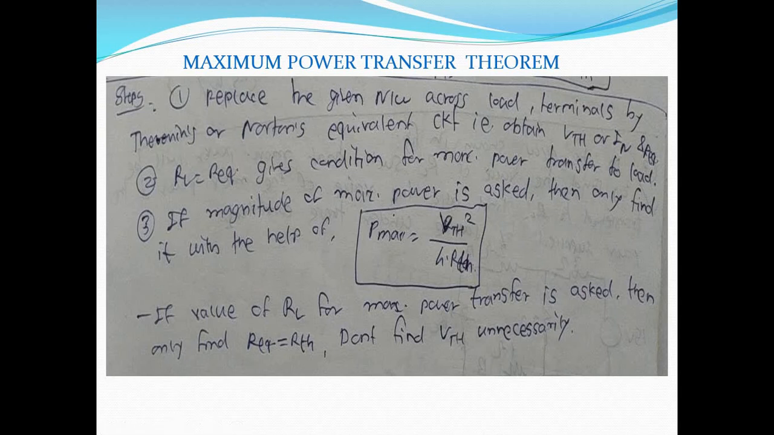And if the value of RL for maximum power transfer is asked, then you can also find it with the formula R equivalent is equal to Rth. At that time there is no need to calculate Vth. Okay, so these are the general steps. Now we will clear our concept with the help of a simple solved numerical.